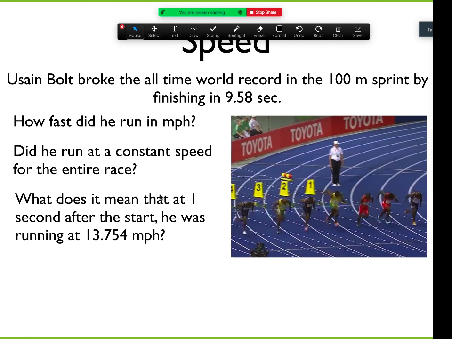And so the question, to pinpoint your focus on what I'm getting at, is: what does it mean that at 1 second he was running 13.754 miles per hour? So let's suppose that's right here. Is that possible? Is it possible that at 1 second he's running 13.754 miles per hour? Why not?